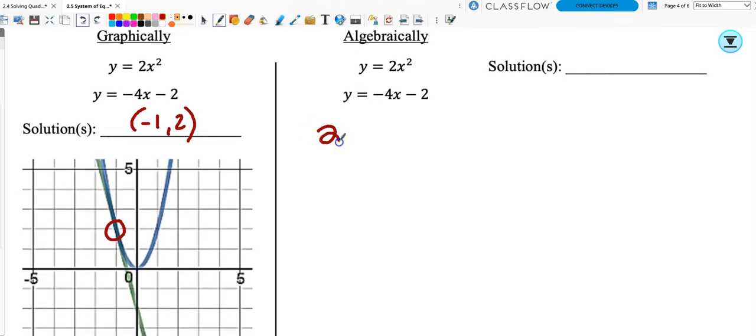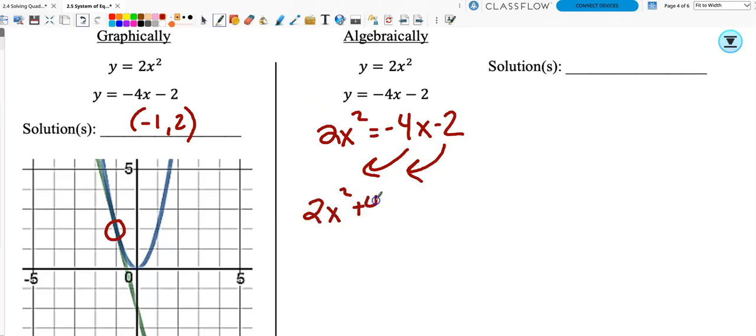I'm going to start with 2x squared equals negative 4x minus 2. I need to move these two to the left side. I'm going to do it very quick without showing any work by just changing the sign. So I'm going to have 2x squared plus 4x plus 2. Because if you move it to the other side, you're doing the opposite operation.